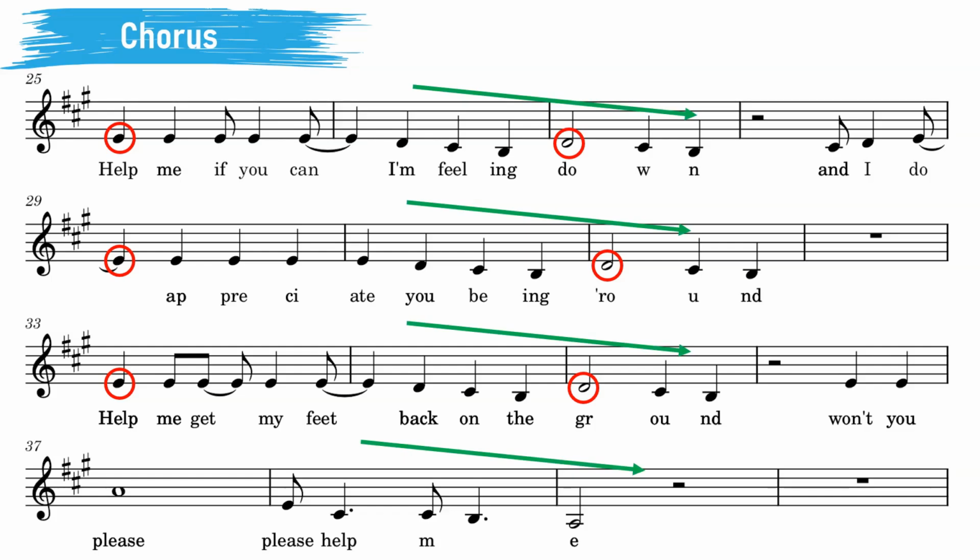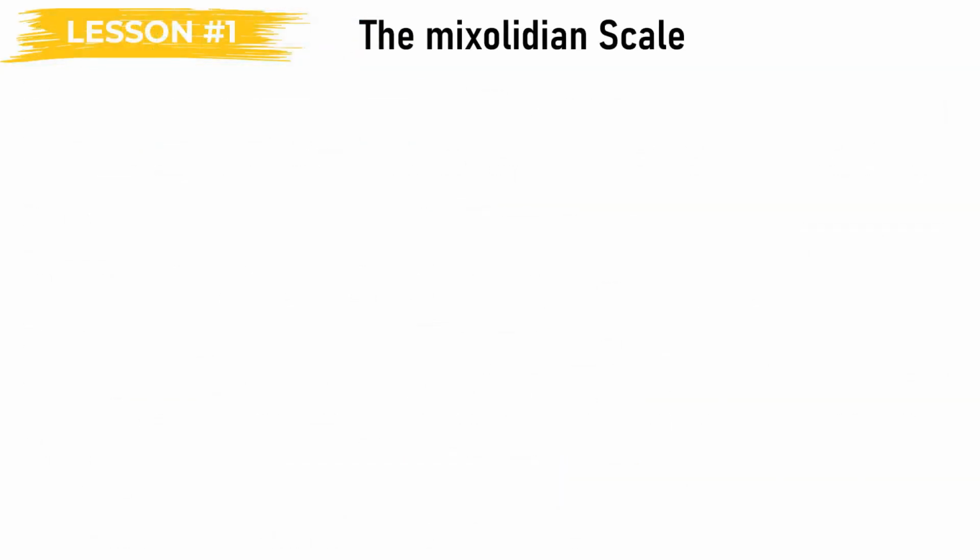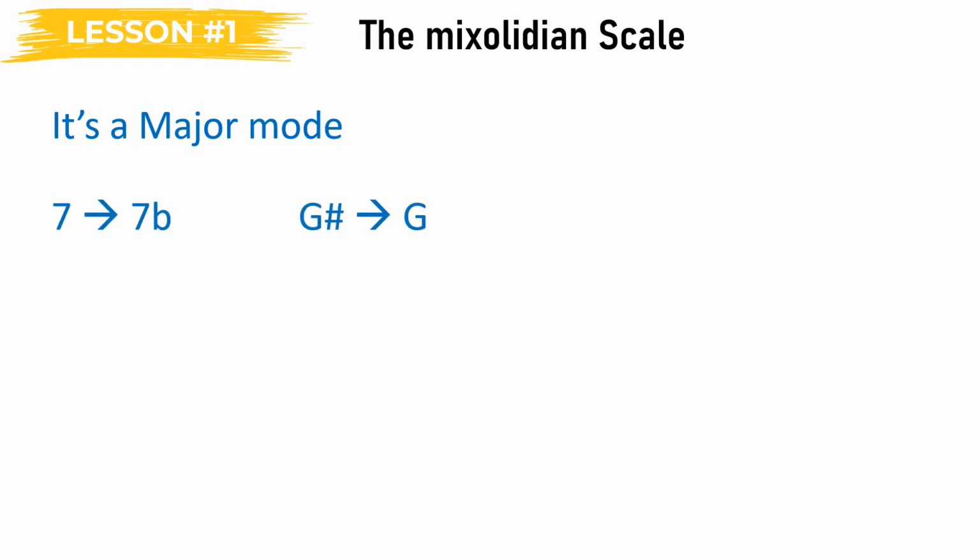So, what we have learned. The Mixolydian scale. The Mixolydian scale is a major mode. Its sound is generally bright and stable, but with a twist. It has a flattened 7th note compared to a regular major Ionian scale. And the Beatles use it often, doing modulation.